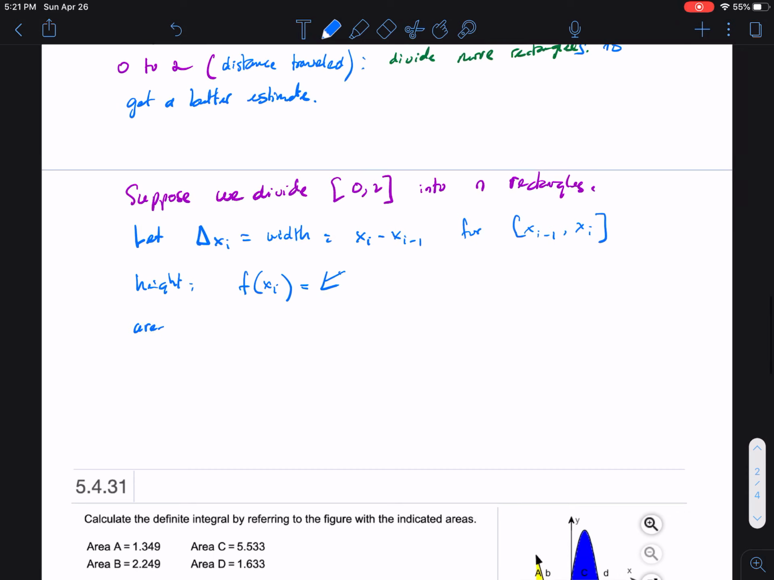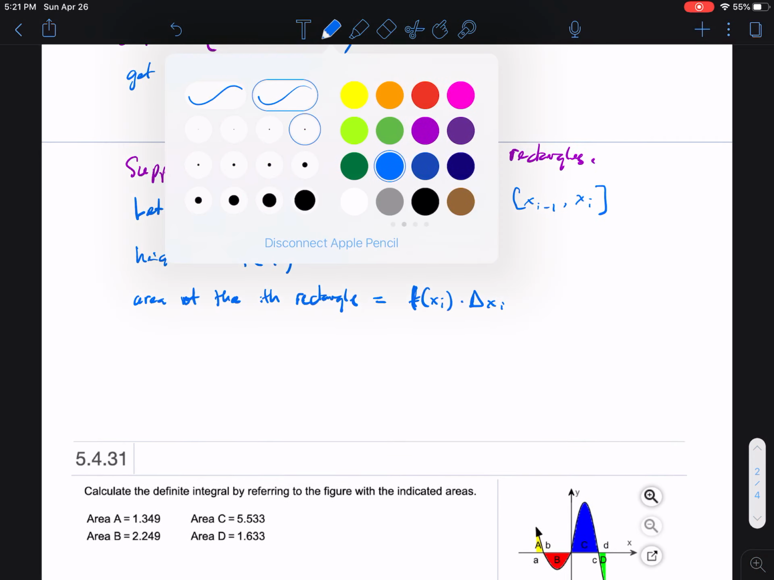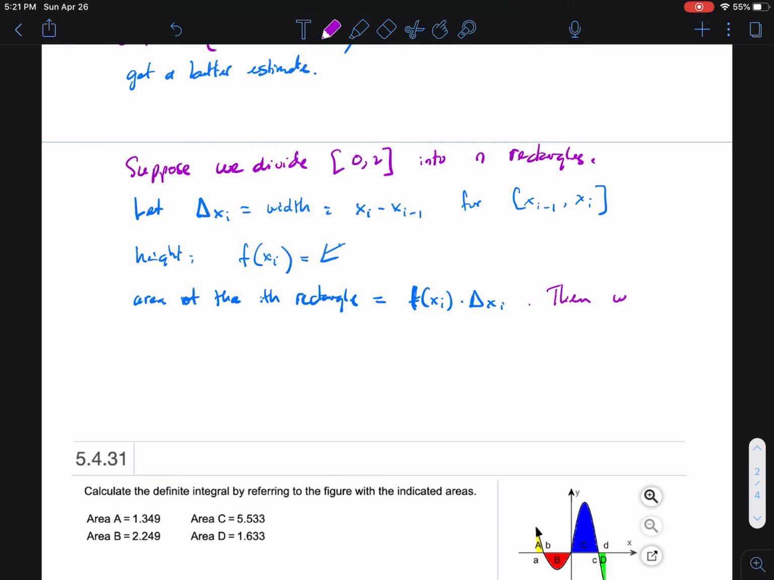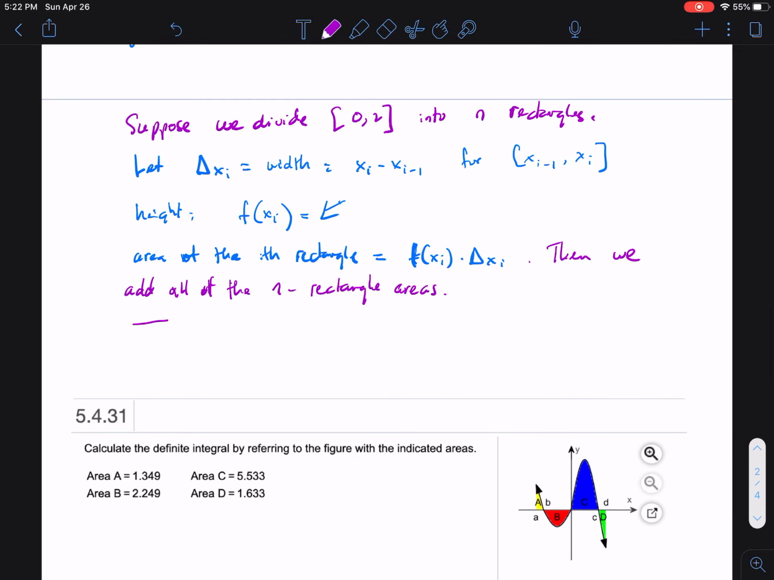Then the area of the ith rectangle is going to be the height of that rectangle times the width of that rectangle. Now how do we add? Then we add all of the n rectangle areas. To do that we use a notation you may have seen before in a stats class. We're going to add that using sum notation.